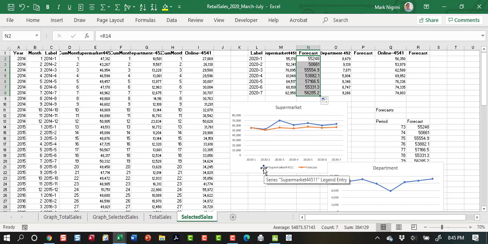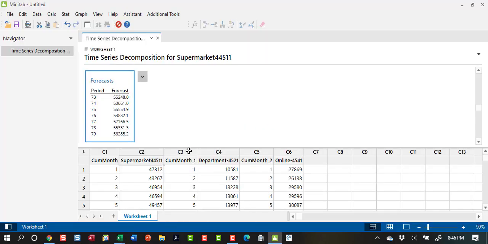The blue, actual supermarket sales for the 7 months to July 2020. Here we go. January and February, actual and the forecast track each other very nicely. From March to July, supermarket sales are more than expected. Supermarkets have benefited from the current conditions. Let's go back to Minitab.